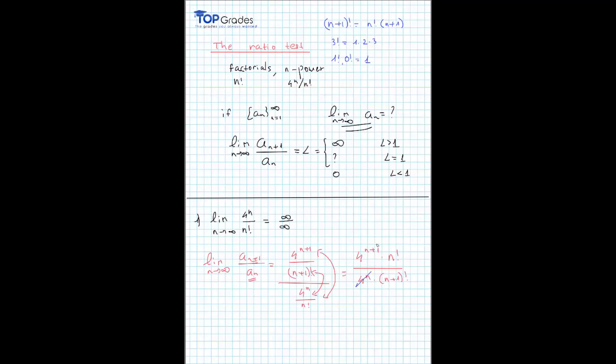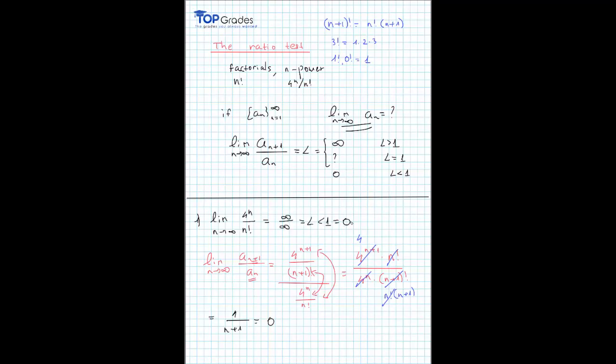We can cancel this and we're left with 4. This I can write as n factorial multiplied by n plus 1, so we can cancel this. And what will remain here is 4 divided by n plus 1. Of course, the limit of this while n reaches infinity is 0. So what we see, if this limit is less than 1, in this case it equals 0.